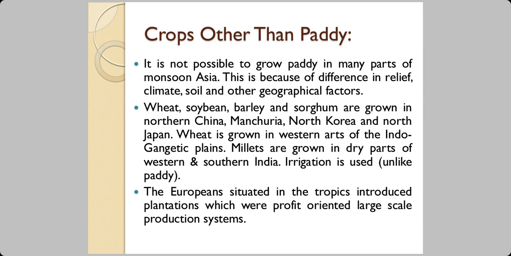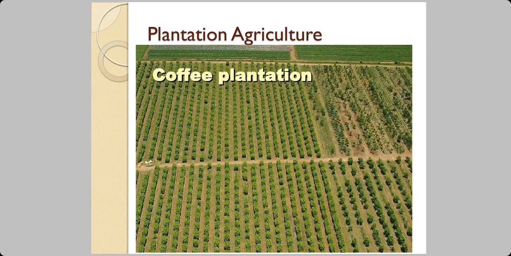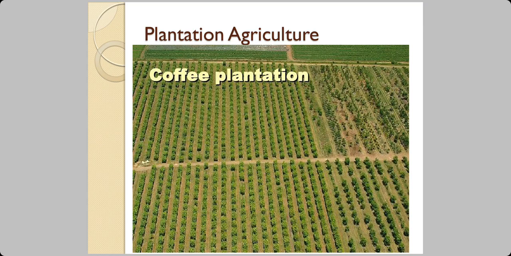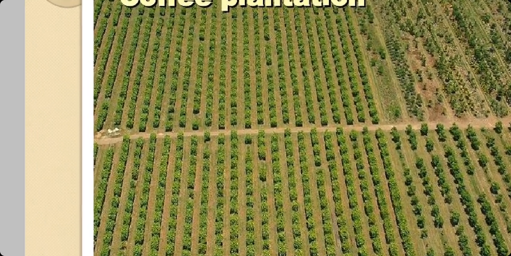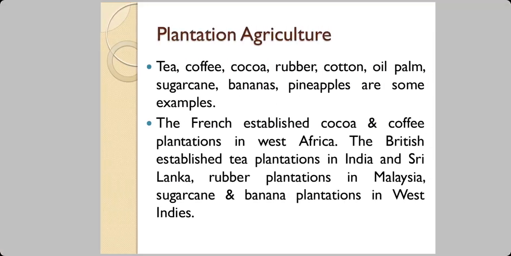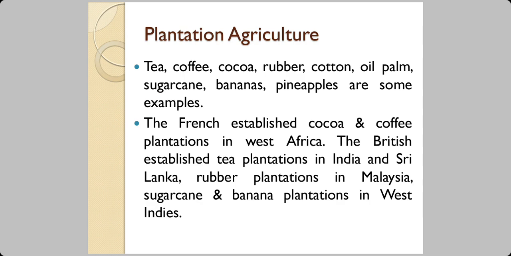Then the Europeans, when they settled in different parts of Asia, introduced plantations, which were a profit-oriented large-scale production system, and they had their markets way back in Europe. One such is coffee plantation. Now, plantation agriculture includes products such as coffee, tea, cocoa, rubber, cotton, palm oil, sugarcane, bananas, and pineapples.